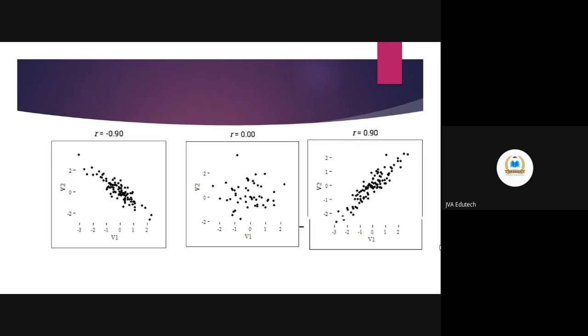So this is the scatter plot. The first one is showing a negative correlation. Initially, you can understand a correlation through visualization with scatter plots. The second one is R equal to 0.00, no correlation at all. And this is 0.90, a positive correlation, meaning that as V1 increases, V2 also increases. In the first case, as V1 increases, V2 decreases. In the second case, there is no effect of V1 on V2, so there is no relationship. So this is the case of no correlation, positive correlation and negative correlation. And positive and negative correlation are equally strong. So let's do it.